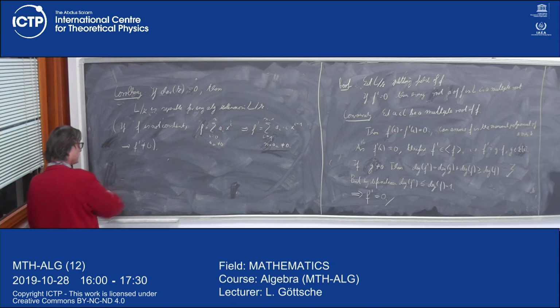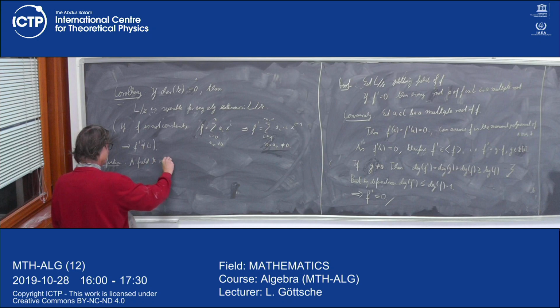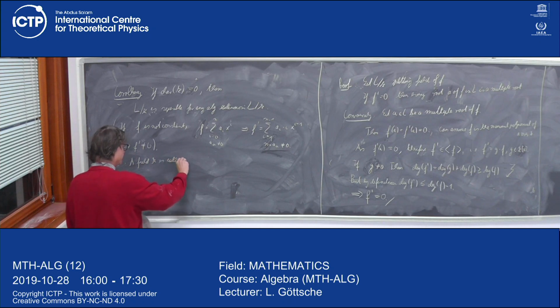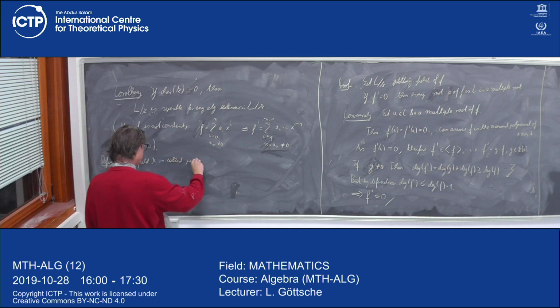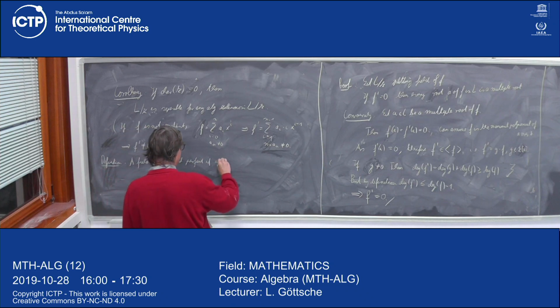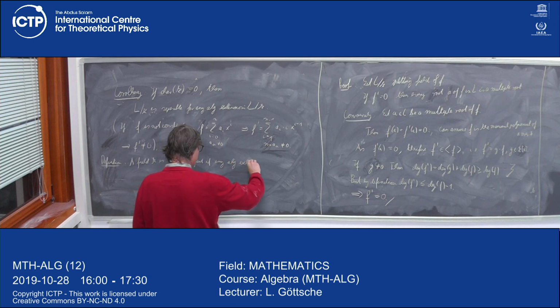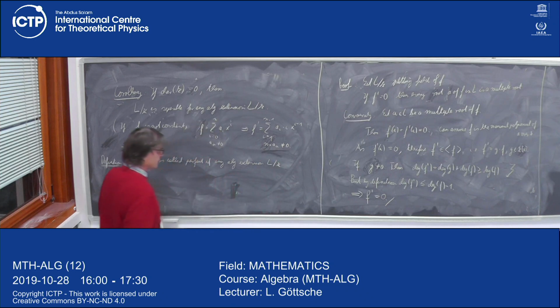What one needs here is that this cannot be zero. So actually there is a word for this kind of thing, definition. A field K is called perfect if any algebraic extension L over K is separable.